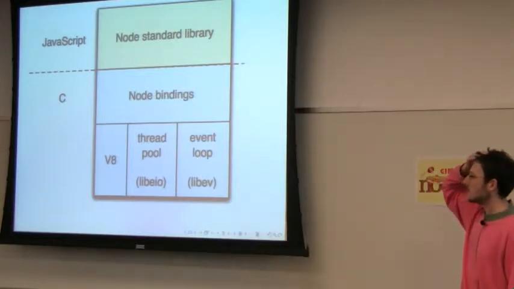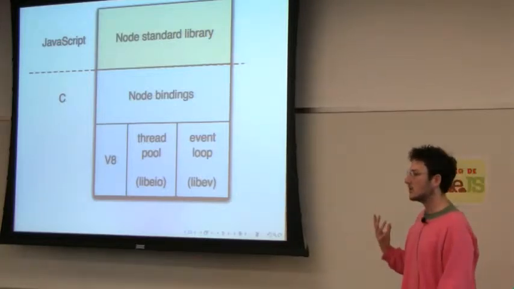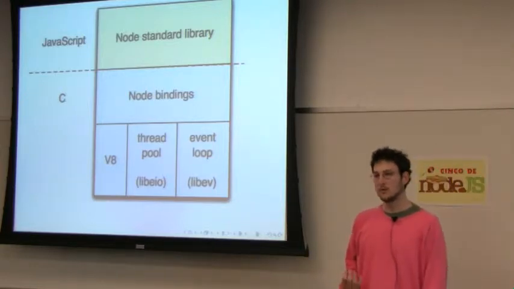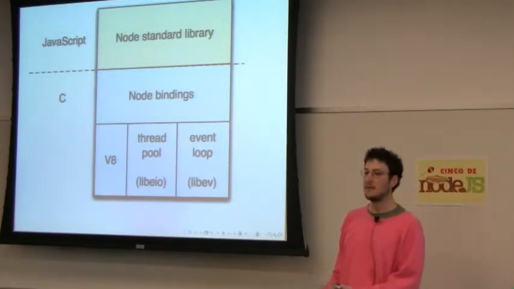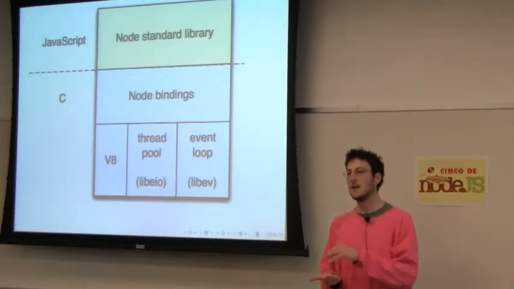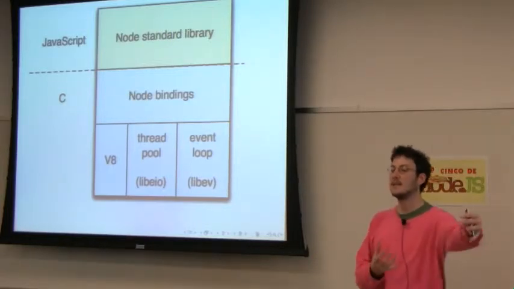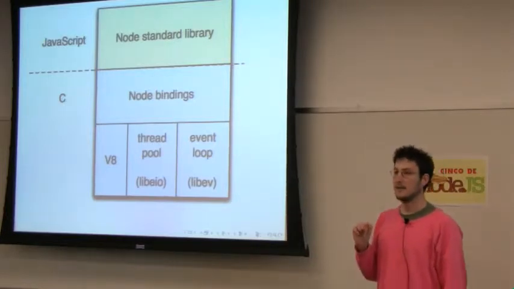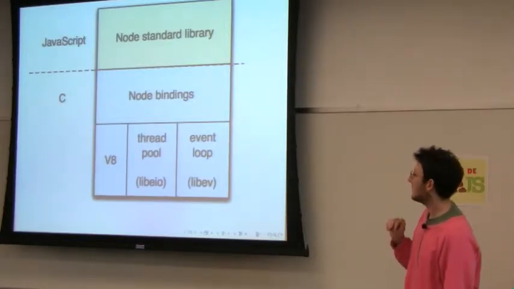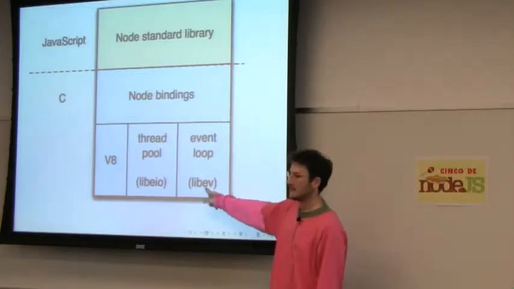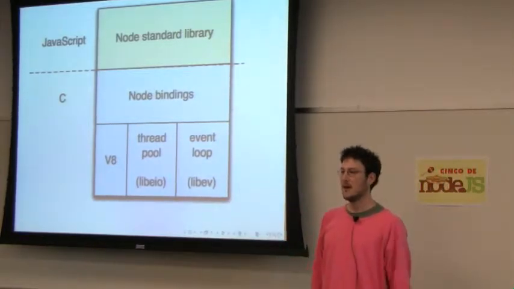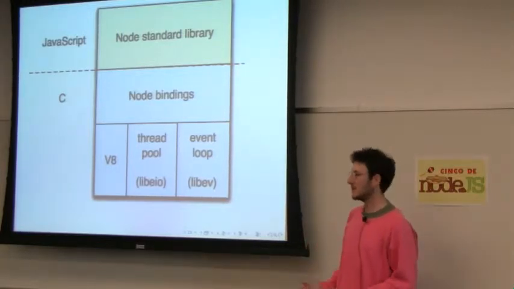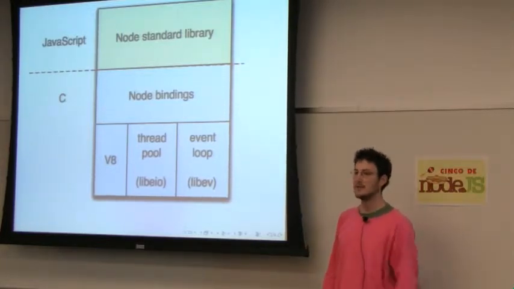It looks like this. There's V8, which does the JavaScript execution, and there's a thread pool, which I use to do all these blocking file operations, right? I can't do these file operations in the event loop, so I have to send them to a thread. And the event loop, which is libev. So basically, this is just a wrapper around select. It's a little bit more than that, but it's pretty basic.